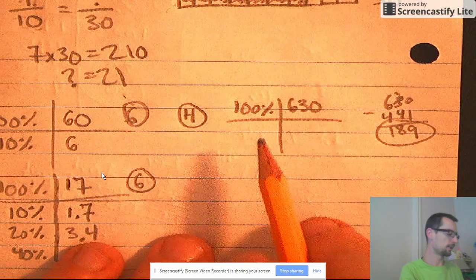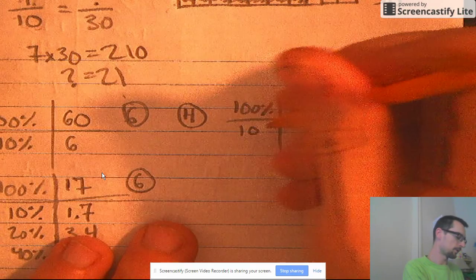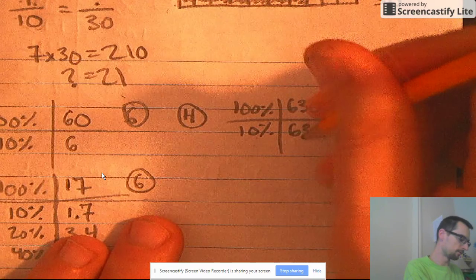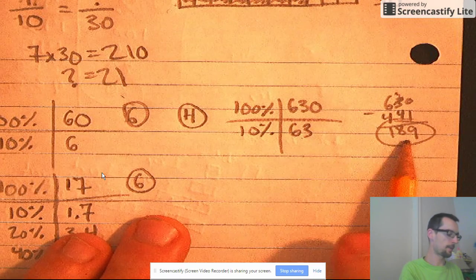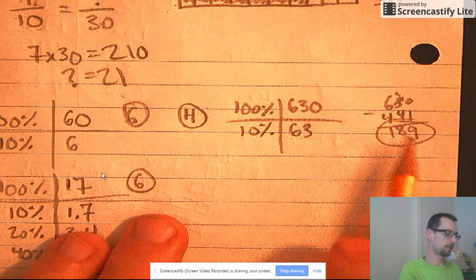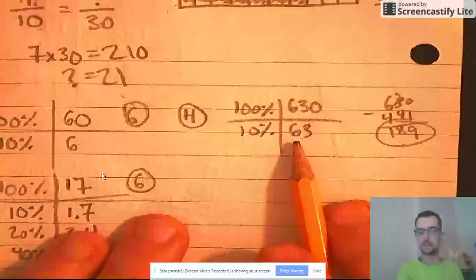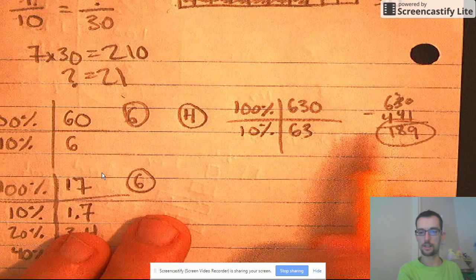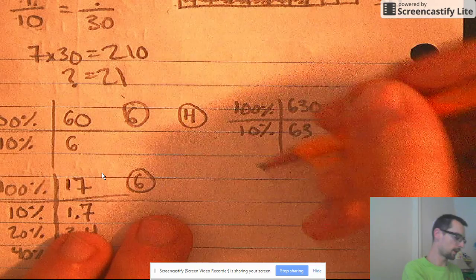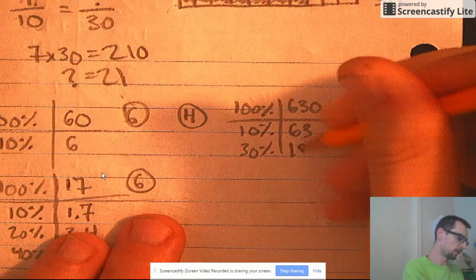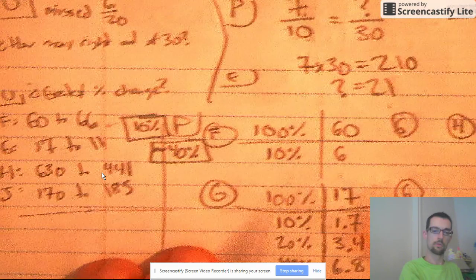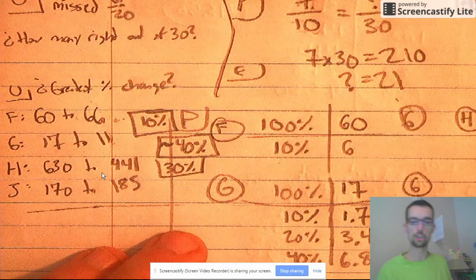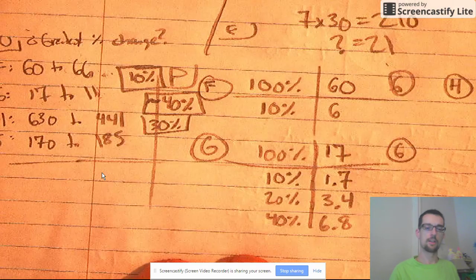Okay, so let's do 10% again. If 100% is $630, then 10% would be $63. I still haven't reached my magic number yet. Hopefully, you know your times table enough. 63 times 3 is 189. I see the 18 and the 6 and the 3 and the 9. So I can go ahead and say 30% is 189. That's my magic number. So this one's exactly 30%. So far, my winner's G. Let's see if J is going to beat that or not.